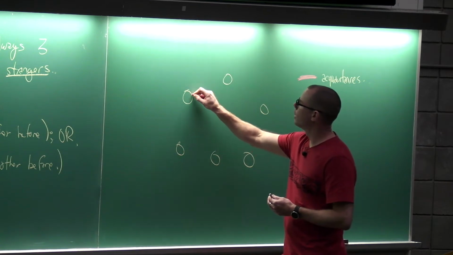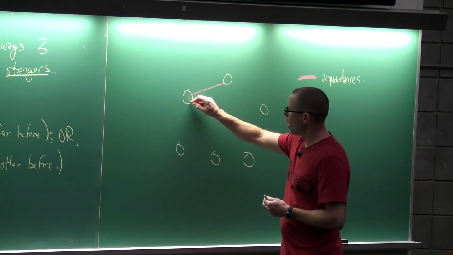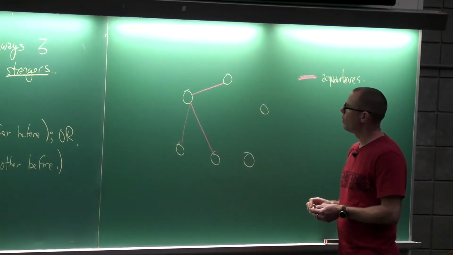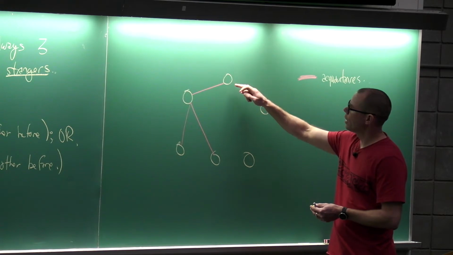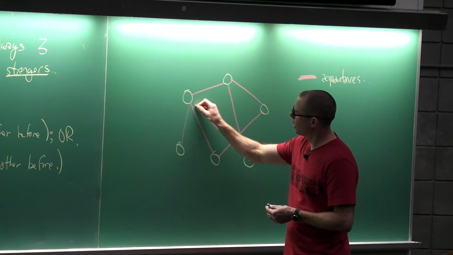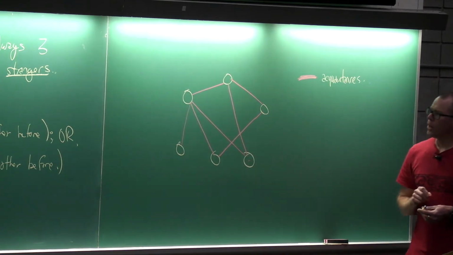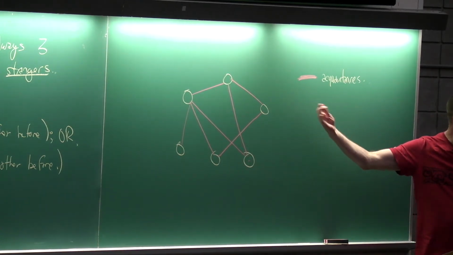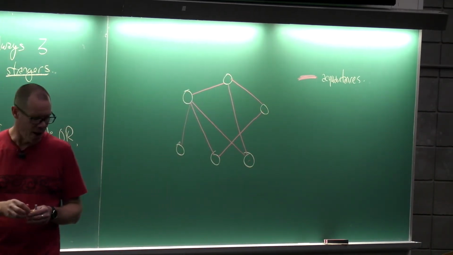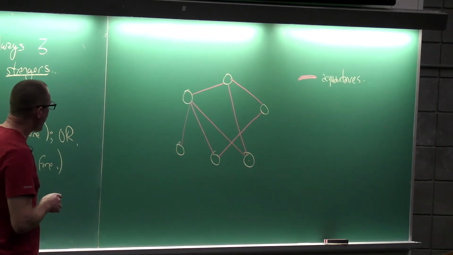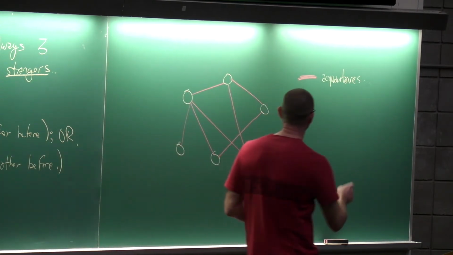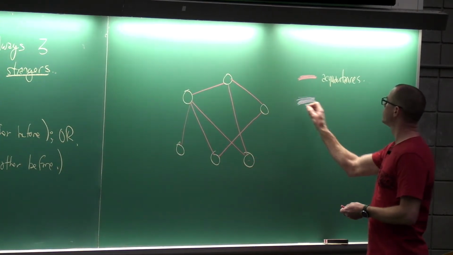So maybe this person is acquainted with that one, and with that one, and with that one. Maybe this person is acquainted with that one. I don't know, maybe this one. So there's a picture of what the pairs of people who are acquainted look like. Each pair that's acquainted is represented by a red line segment. And our assumption is that every pair is either an acquaintance or a stranger. So let's draw the strangers.